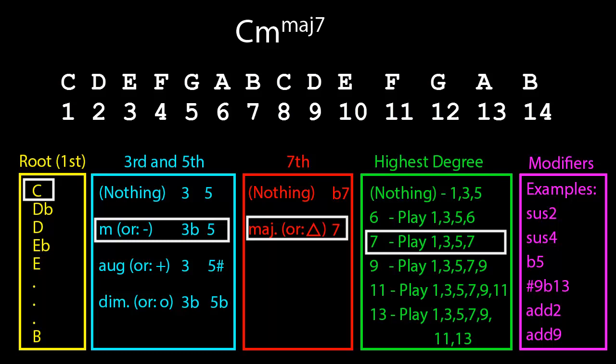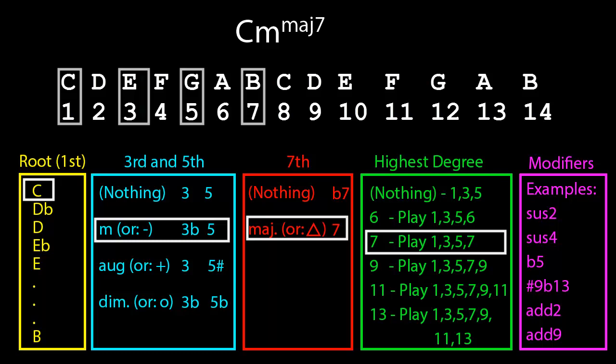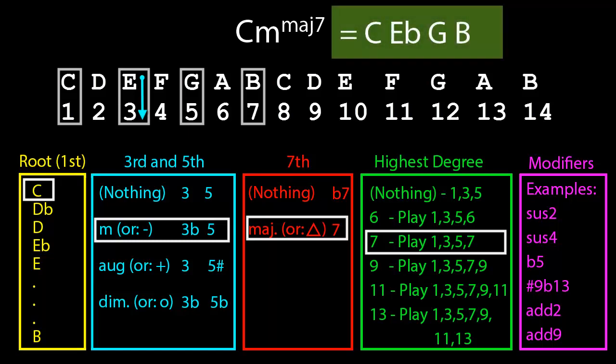So, looking at the C major scale, we identify the 1st, 3rd, 5th, and 7th degrees, which are C, E, G, and B, and we use the fact that the 3rd has to be lowered by 1 semitone. This is the lowercase m, the minor modifier, from the 2nd column in the table. This gives us the notes C, E flat, G, and B. That's the C minor major 7th chord. Let's take a few more examples to solidify your understanding.